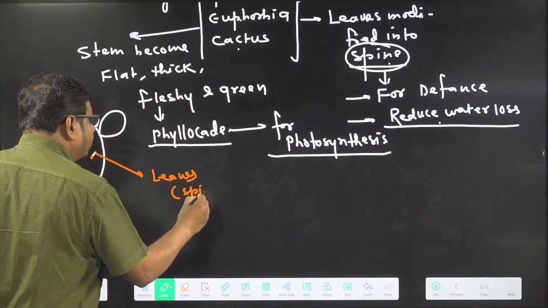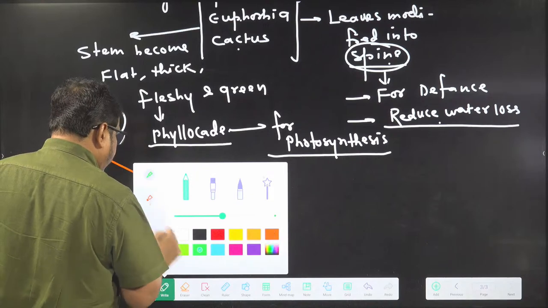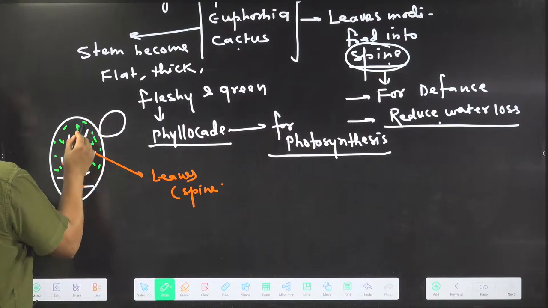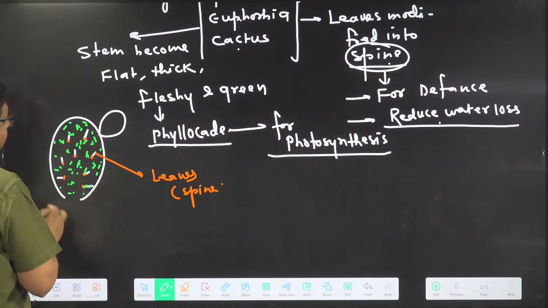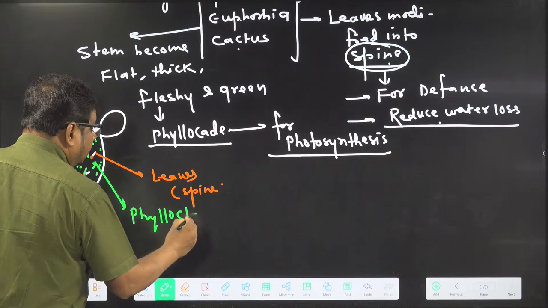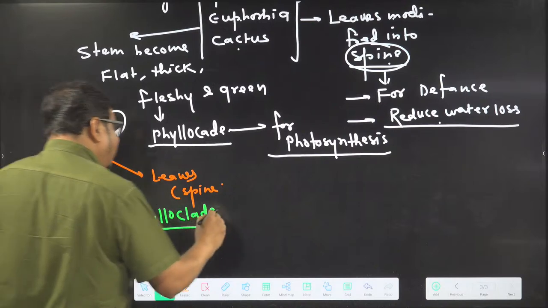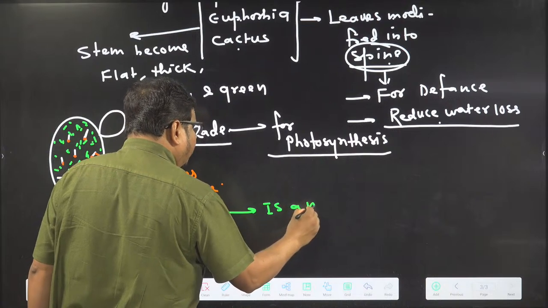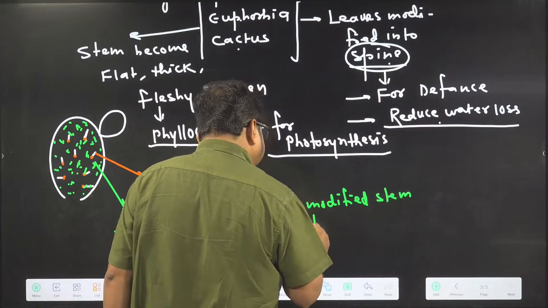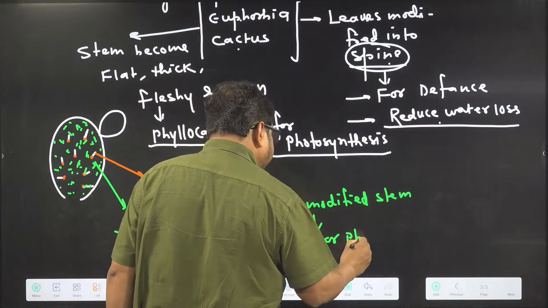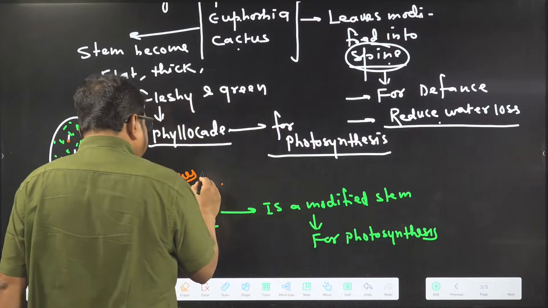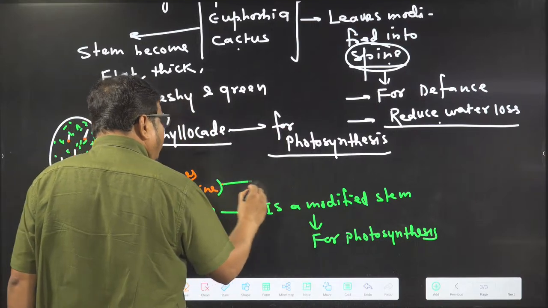So this is the leaf converted into spine. And these parts are photosynthetic green stem. It is called phylloclade. So if someone asks a question, you have to write that phylloclade is a modified stem. And this modification is for photosynthesis. And here, look, the spine is a modified leaf.